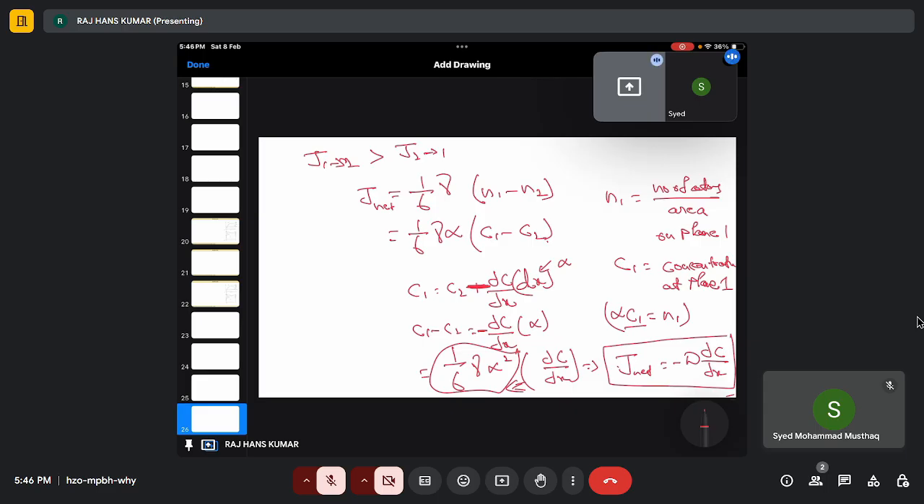So this is my very famous and basic equation for atomic flux. J net equals minus D times the concentration gradient, where D is my diffusivity of atoms, right? So what are the units of my flux? D is equal to alpha square, which is the distance, which is meter square per second.